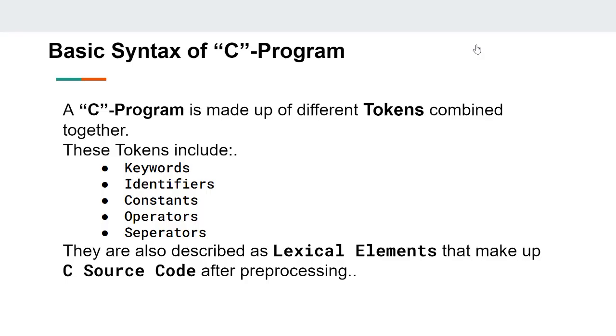The first part of this: how many different tokens are in a C program? What is the meaning of tokens? Like words in English, we have tokens in a C program. The tokens include keywords, identifiers, constants, operators, and separators. Now we will see these one by one.